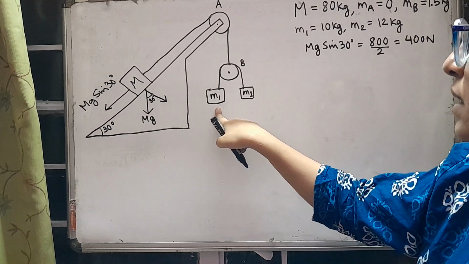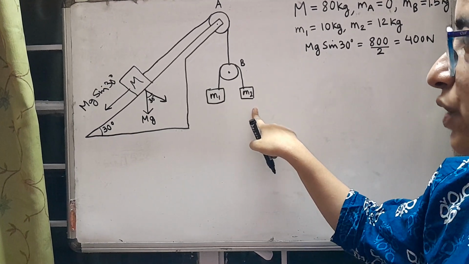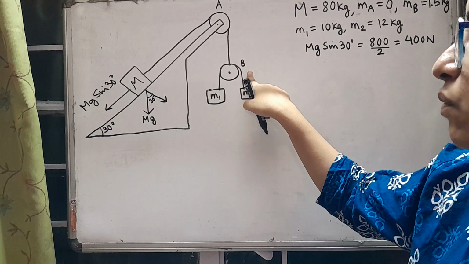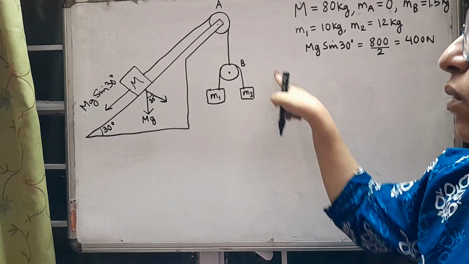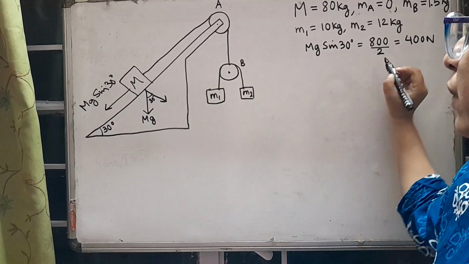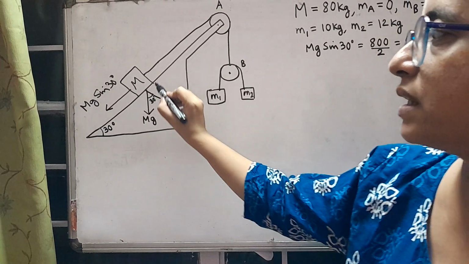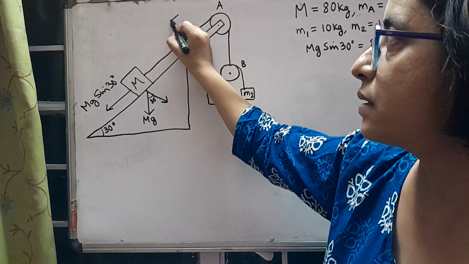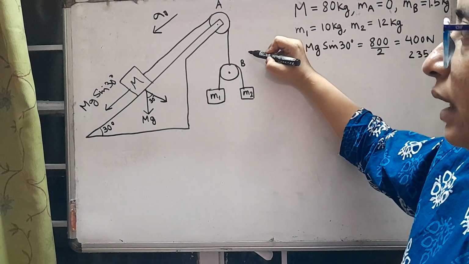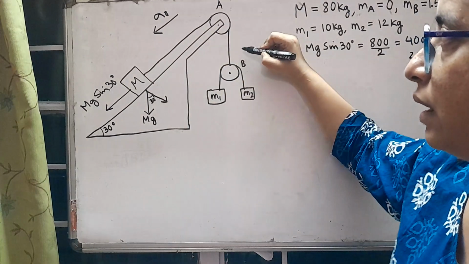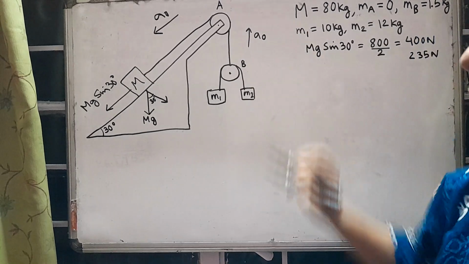And this mass M1 is 10 kg, M2 is 12 kg, so total is 22 kg, plus the mass of B, 1.5 kg, added to that will be 23.5 kg. So this whole system has a force of 235 Newton. So we see the net force in this direction is more. So the whole system will be moving in this direction with an acceleration A0. Similarly, since this is the same string, this part of the string will also be moving with an acceleration A0 in the upper direction.